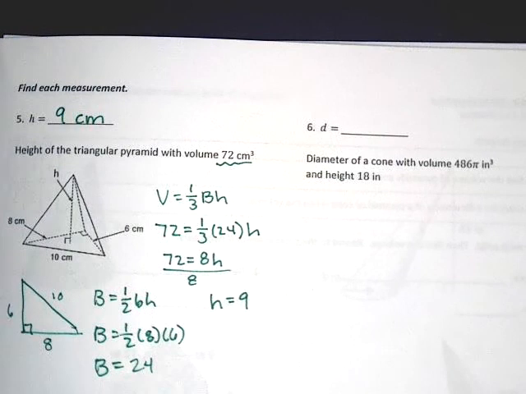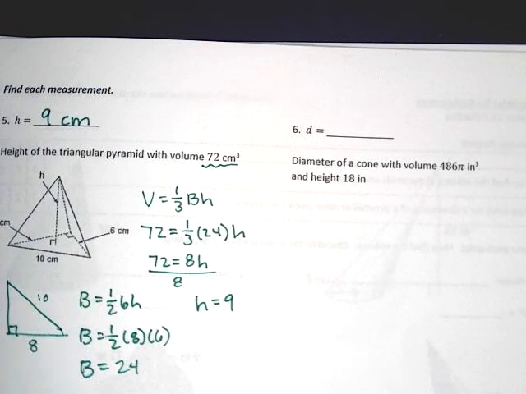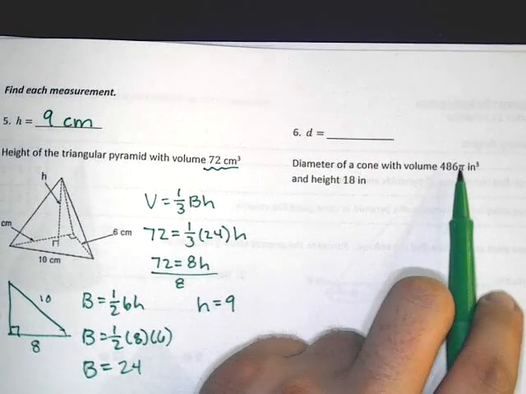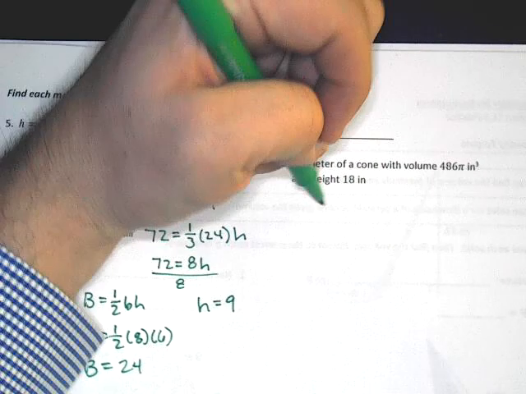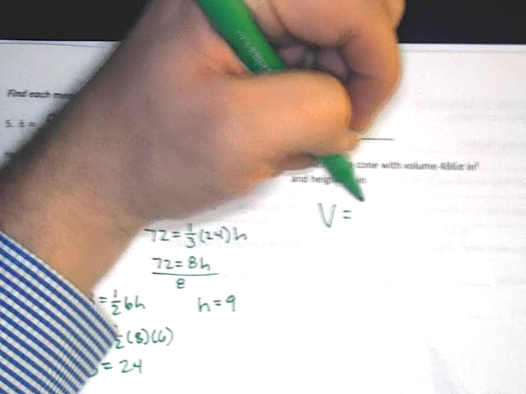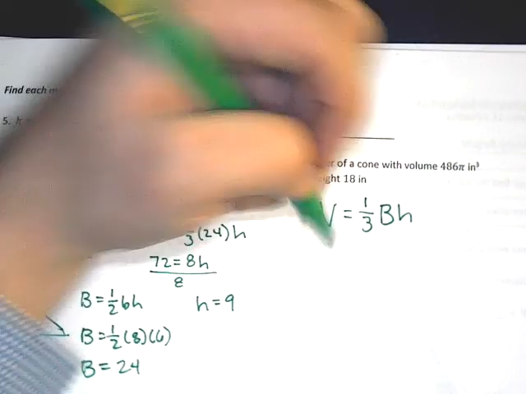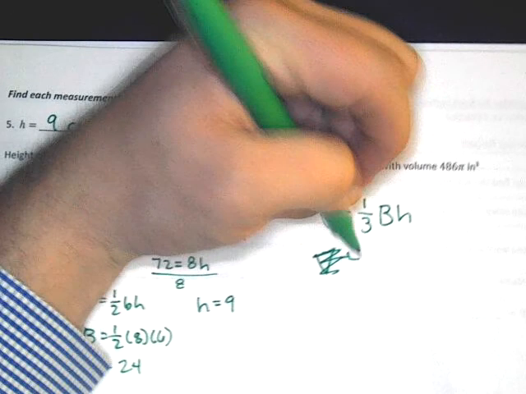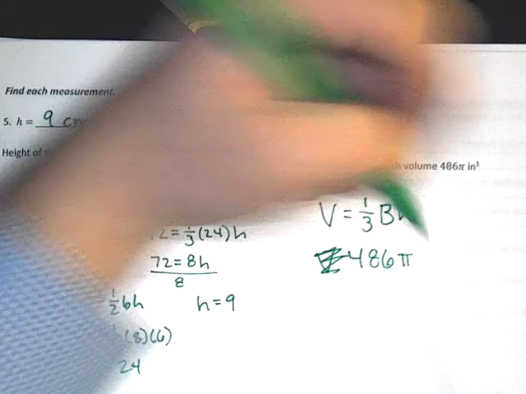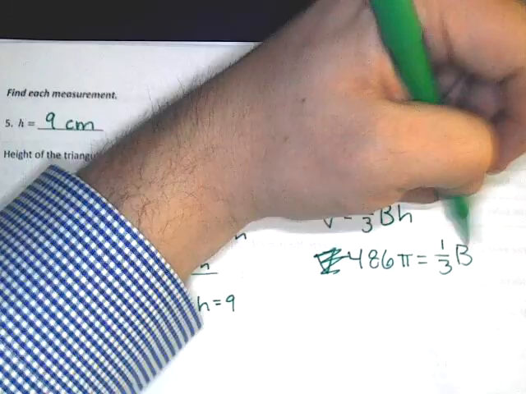Last problem. Thanks for sticking with me. I appreciate it. We have a cone. And I know that the volume is 486 pi. I know the height is 18. Let's plug that in and figure out what we can do. If I know that the volume is 1/3 times the base area times the height, then I can say 486 pi is equal to 1/3 times the area of the base times 18.